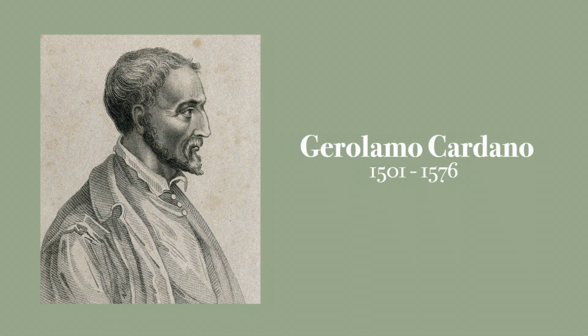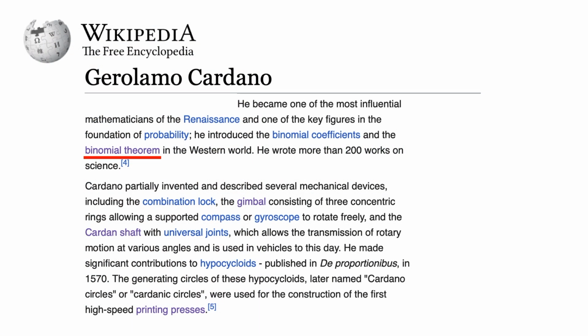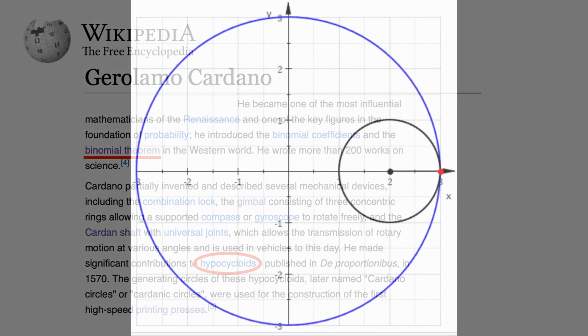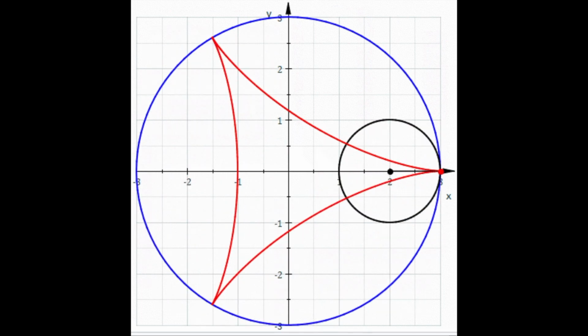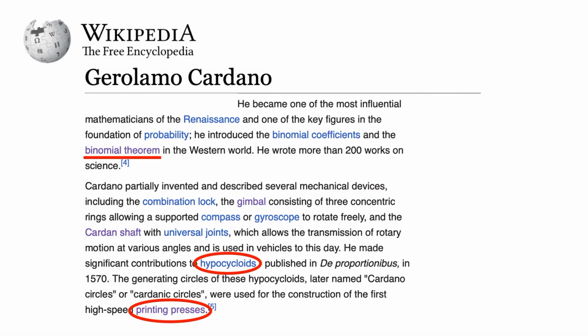Another mathematician known for his work with the binomial theorem was the real Girolamo Cardano, who lived in the 1500s. According to Wikipedia, Cardano partially invented and described several mechanical devices, including the combination lock, the gimbal, and the Cardan shaft, which allows the transmission of rotary motion at various angles. But what stood out to me was his work with hypocycloids, shown here, and that's because these Cardano circles were used for the construction of the first high-speed printing presses.